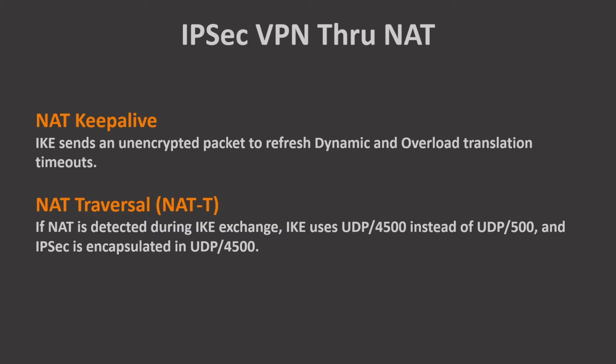The next feature you need to know about is NAT Traversal, or NAT-T, also known as UDP encapsulation. What this does is, if NAT is detected during the IKE exchange, then IKE switches over to use UDP 4500 instead of UDP 500. And IPSec is encapsulated in UDP 4500. So if you remember, normally IPSec is protocol 50, its own layer 4 protocol.